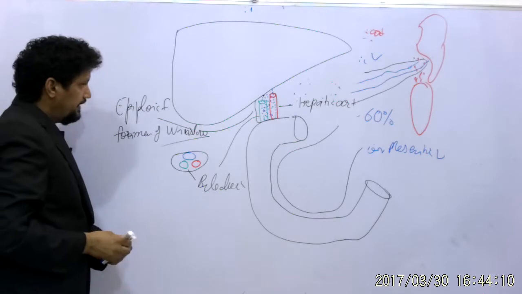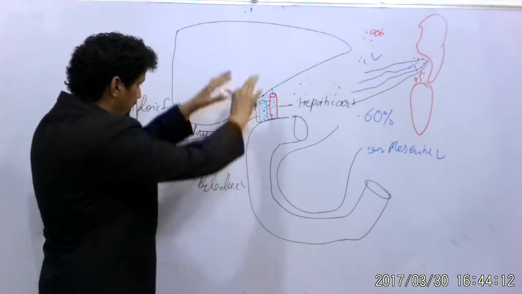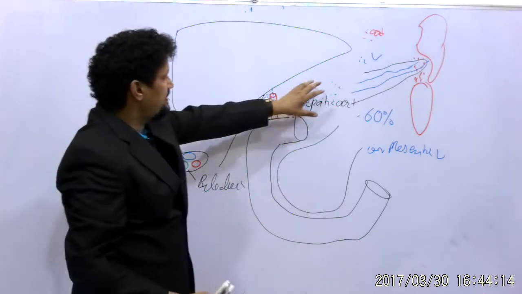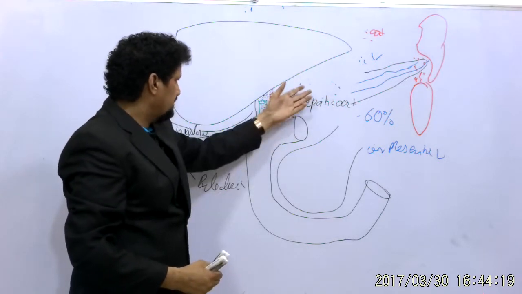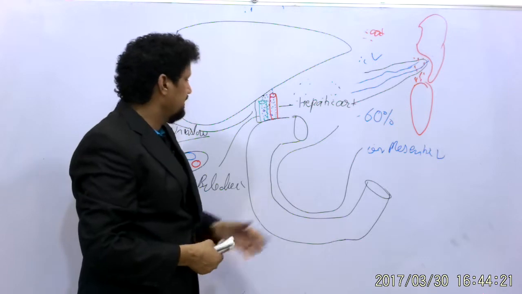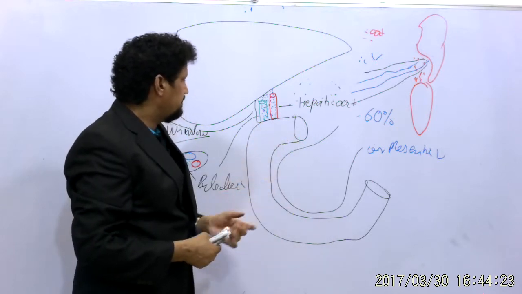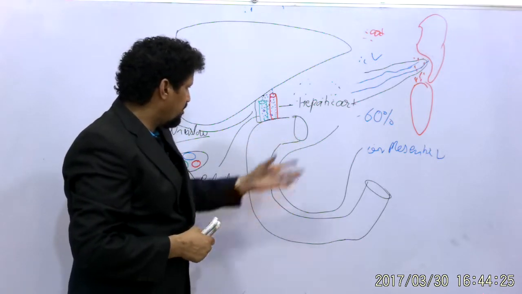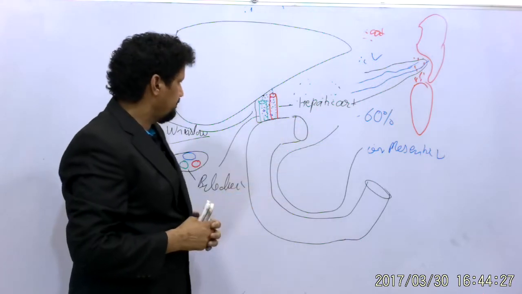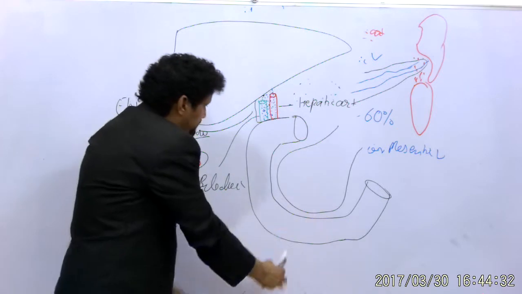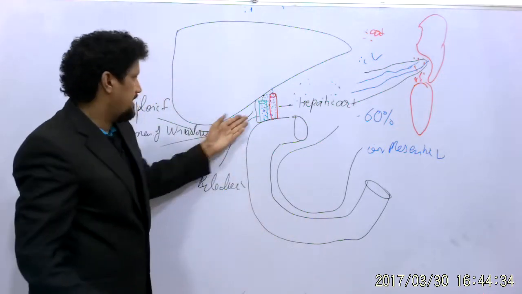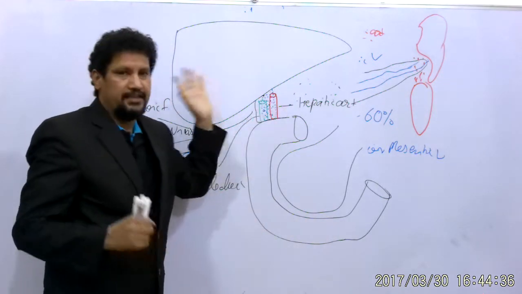This is the only connection between the greater sac and the lesser sac, which is behind the left lobe of the liver, behind the lesser omentum, behind the second and third layer of the greater omentum, and behind the stomach. So, this is part of the lesser sac, and here is part of the greater sac. It is the only connection between the greater sac and the lesser sac.